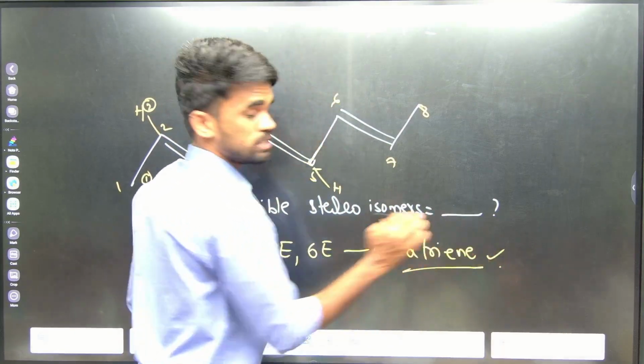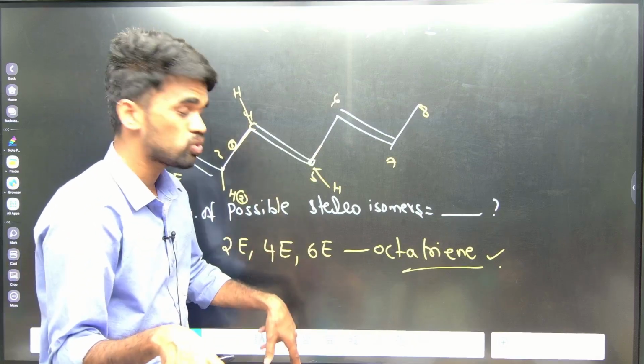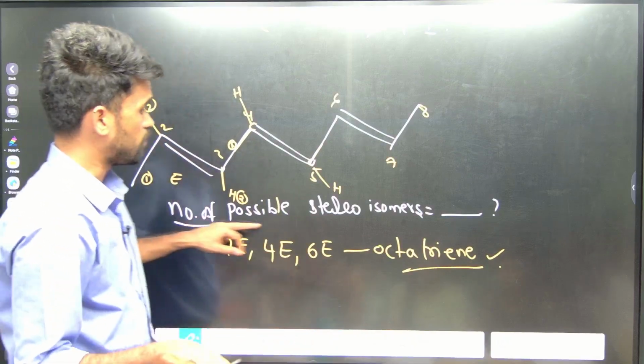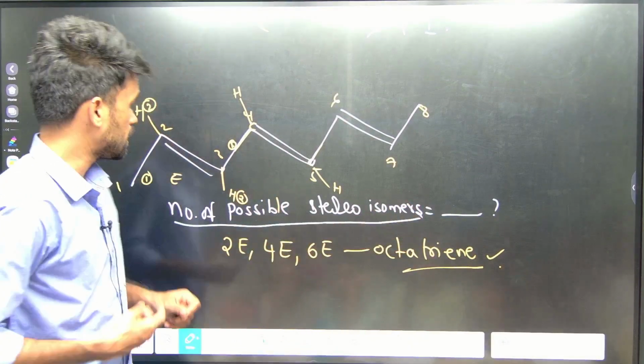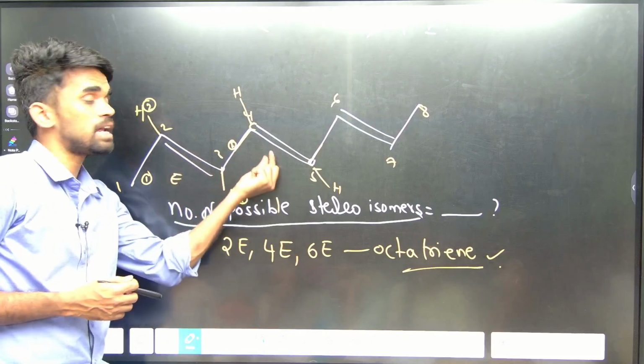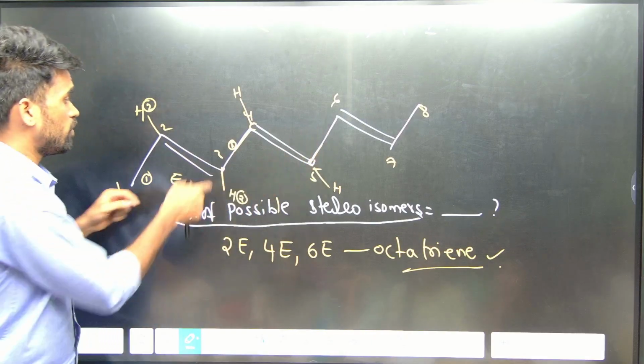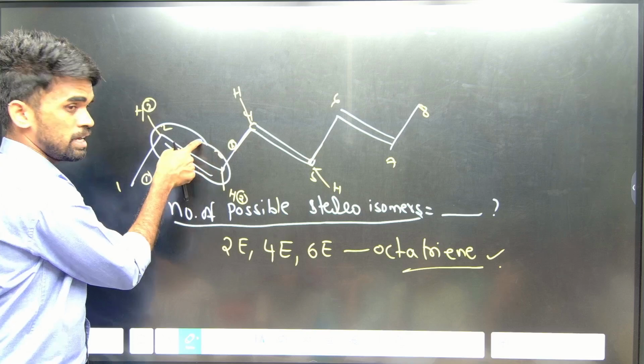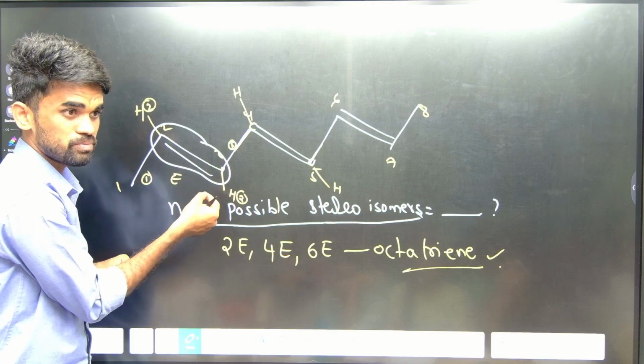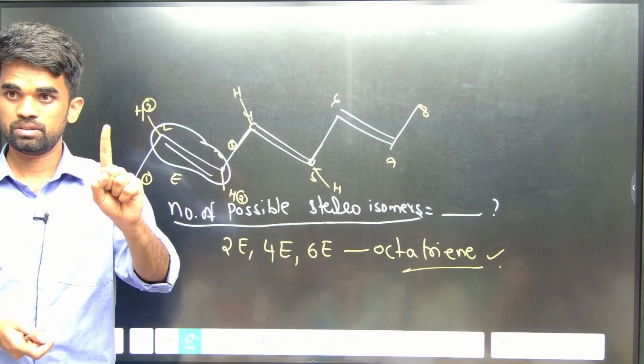Triene. Got this up to here? Now what is my question actually? Number of possible stereoisomers. Like you are saying now, here E/Z, here also E/Z, like that. If one center is there which is giving E/Z isomerism, it means that is one stereo center.